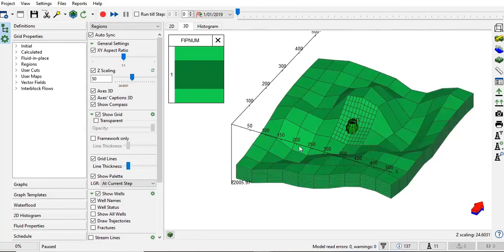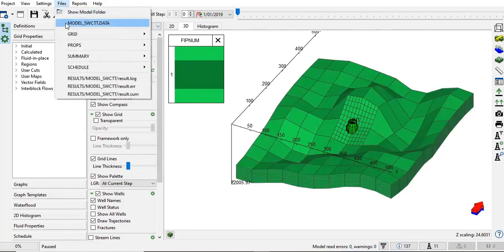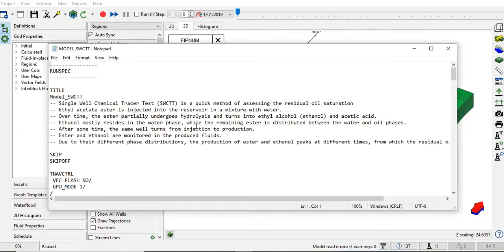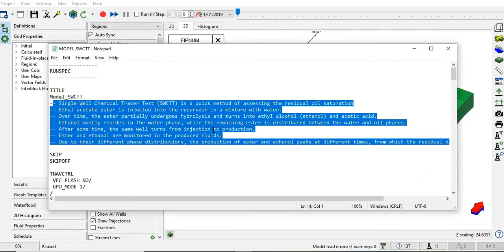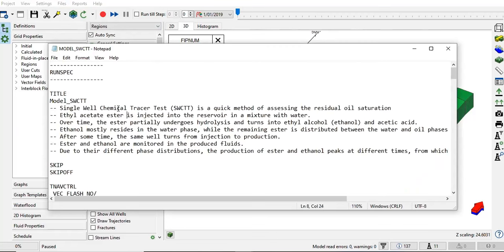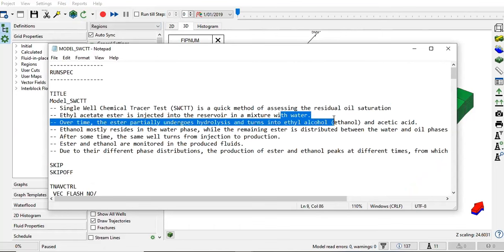And let's open the dataset. Okay. All right. So of course we open with run spec and title, and then I put here the description, so you can read it with me. So now we will have a single well chemical tracer test. This is a quick method of assessing the residual oil saturation. Ethyl acetate ester is injected into the reservoir in a mixture with water. Okay, so ethyl acetate ester with water.